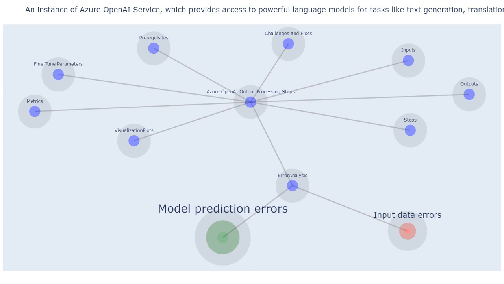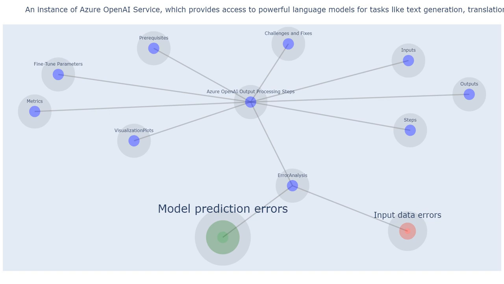Model prediction errors occur when the language model makes incorrect predictions based on the input text. These errors can be caused by a variety of factors, such as the limitations of the model, the complexity of the task, or the quality of the input data. For example, if the model is tasked with translating text, it might make incorrect translations if the input text contains unfamiliar words or phrases.